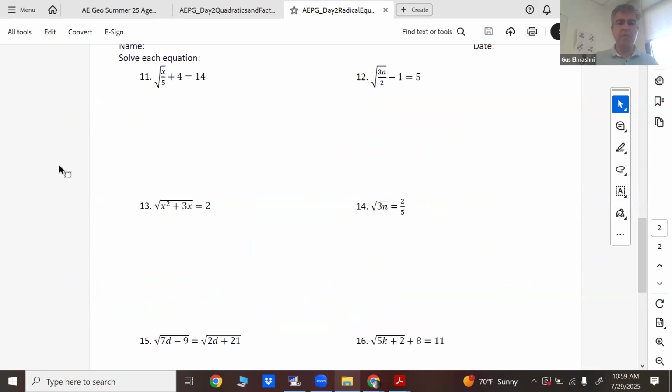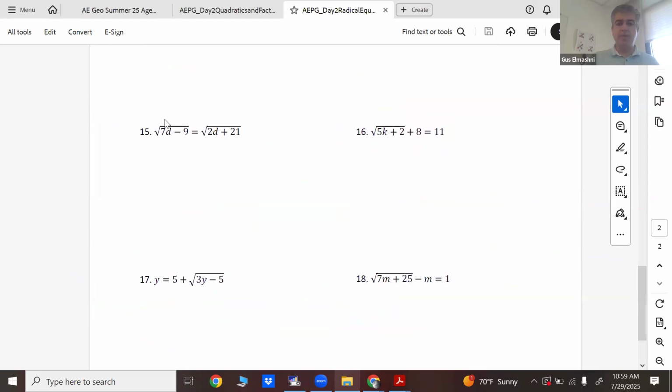Then we'll be done for today. Now you have two radicals on each side. Sorry, one radical on each side. So you have two radicals total, but one on each side. Just square both sides. It's totally fine. And then you should have the answer. It should be pretty easy at that point.